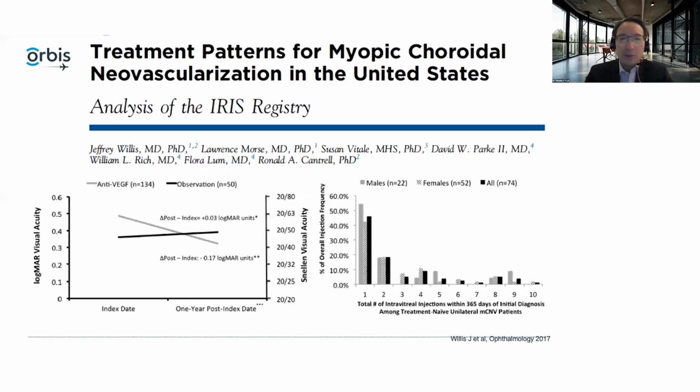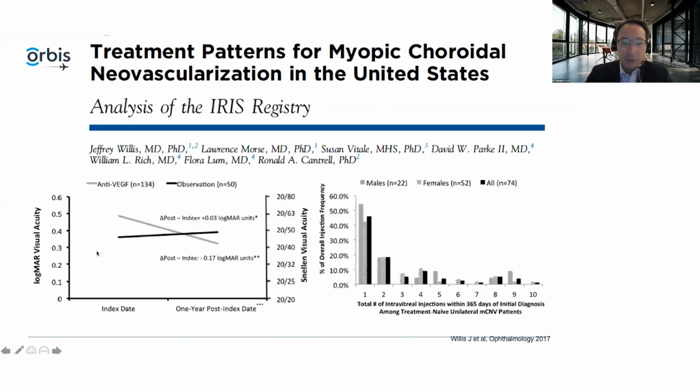How about the real world? In the real world, of course, the IRIS registry conducted by the AAO in the US is the best registry for many diseases, including myopic CNV. They found that patients either had observation or anti-VEGF treatment. This is 1 week from the index day that they looked at to identify the case. There were 130 cases here. You can see the patients' vision improved from 0.5 logMAR to 0.3, so on average about 0.17, or 1.7 lines of visual improvement 1 year after starting anti-VEGF therapy for myopic CNV.